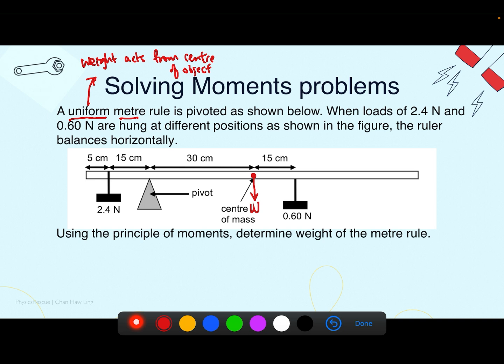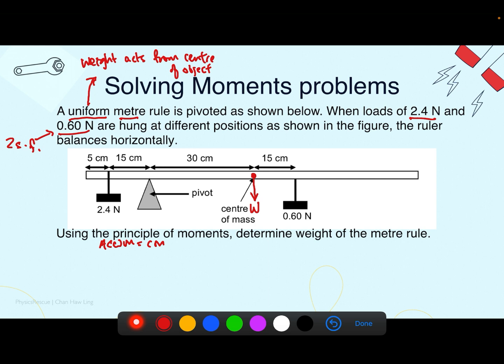Okay, let's continue reading the question. When loads of 2.4 newtons and 0.60 newtons are hung at different positions, the ruler balances horizontally. Now, take note that when they give you a value 0.60, it is telling you that two significant figures is being used, right? So we need to be watchful about that. So using the principle of moments, all right, total anti-clockwise moment equal to total clockwise moments.